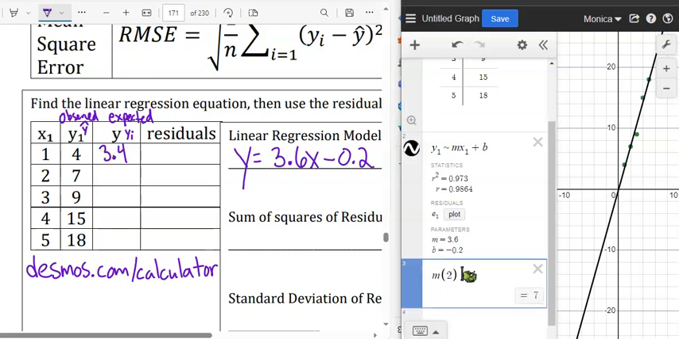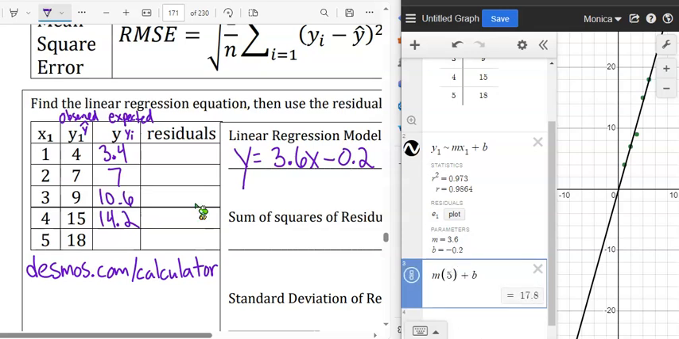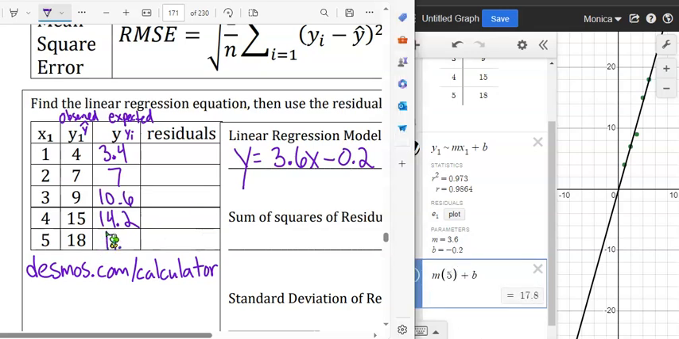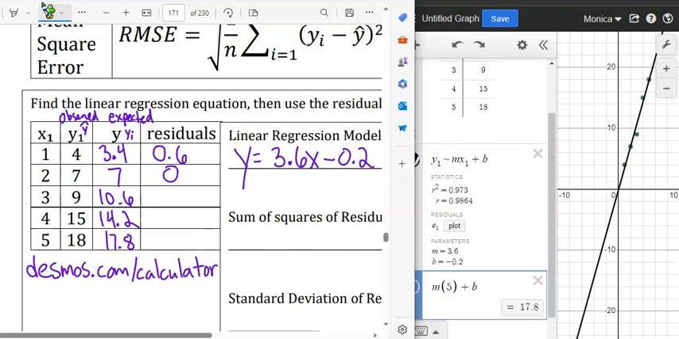Plug in 2, get 7. Plug in 3, we get 10.6. Plug in 4, we get 14.2. And then when we plug in 5, we get 17.8. The residuals would be the difference between these two numbers. And 0, and then negative 1.6, and then 0.8, and then 0.2.